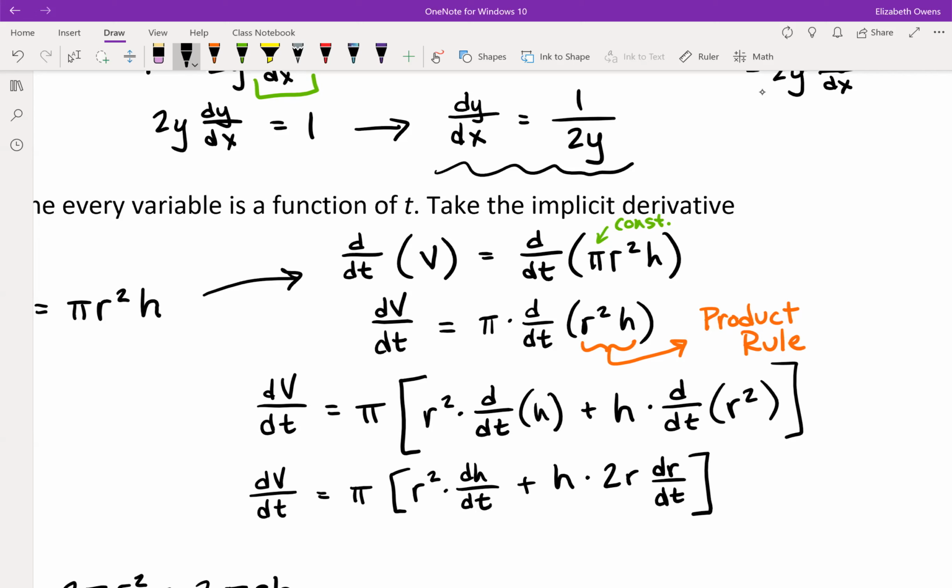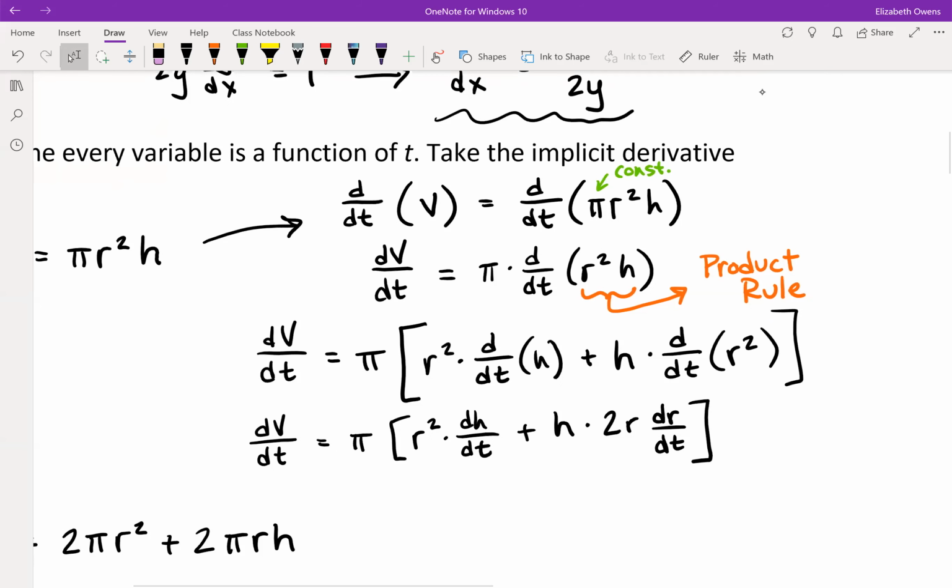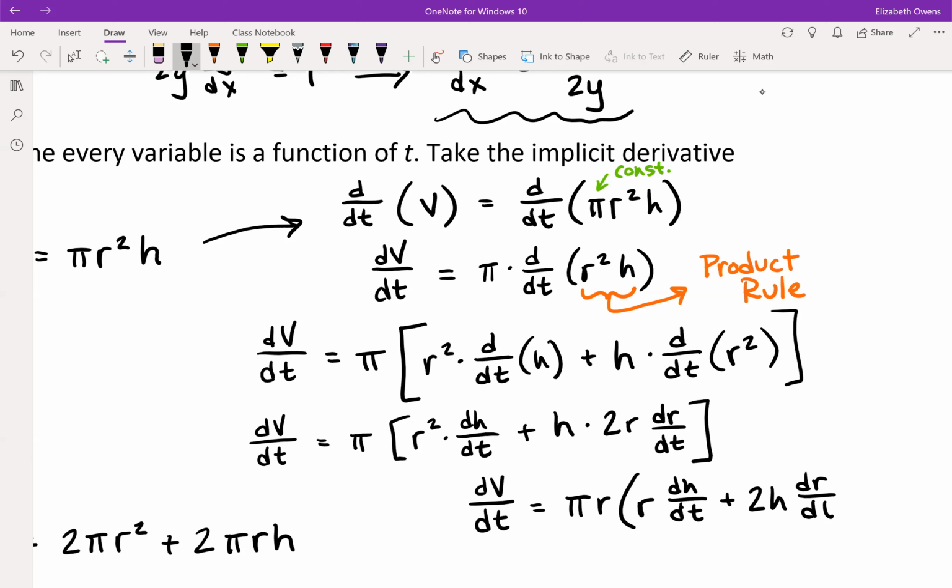And yeah, now we've taken all the derivatives here. And the only thing left is maybe a little bit of cleanup, but there's not even that much we can do here. You could factor out an r if you wanted to, or you could just leave things as they are here. We'll have dv dt equals, yeah, I guess we could pull an r out, pi r times r dh dt, and then plus 2h dr dt. And that would be our derivative there.